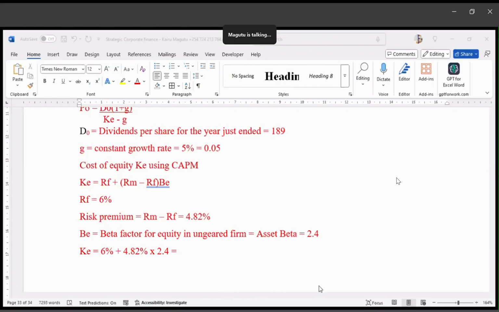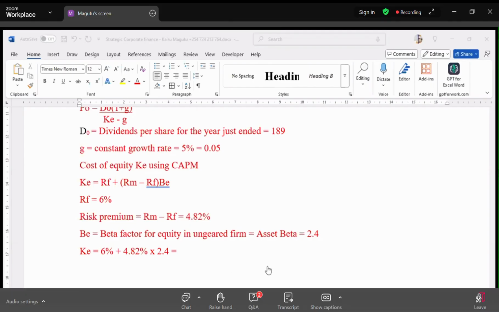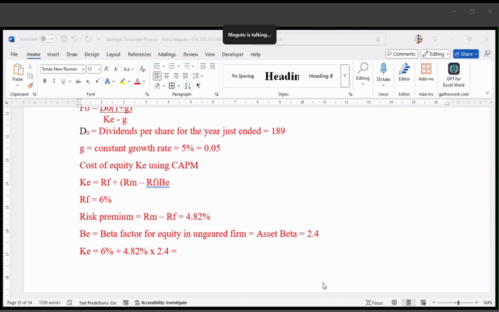Do I have it somewhere? I think I say this thing again. It is the asset beta, or the alternative name is the beta of equity for an ungeared firm. Asset beta, or the equity beta for an ungeared firm.